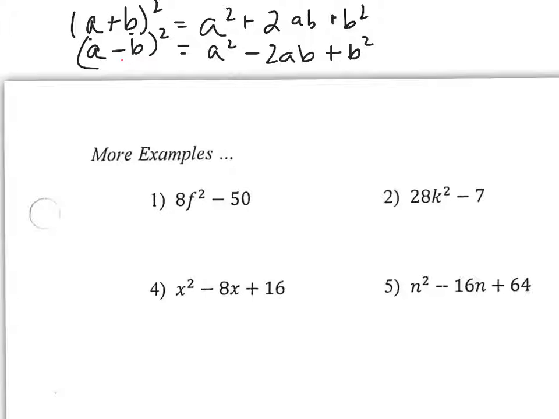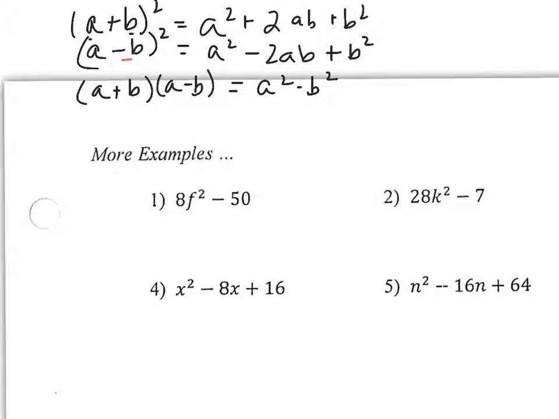Now the difference of squares looked like this. If you had (a + b) times (a - b), this was equal to a squared minus b squared, because the two middle terms dropped out. Plus ab minus ab canceled out. So now we're going to look at these and see if we can go backwards and write the factored form. This is the factored form. This is the standard form.